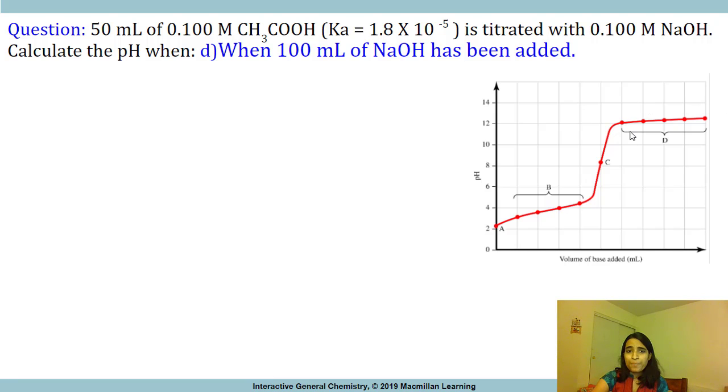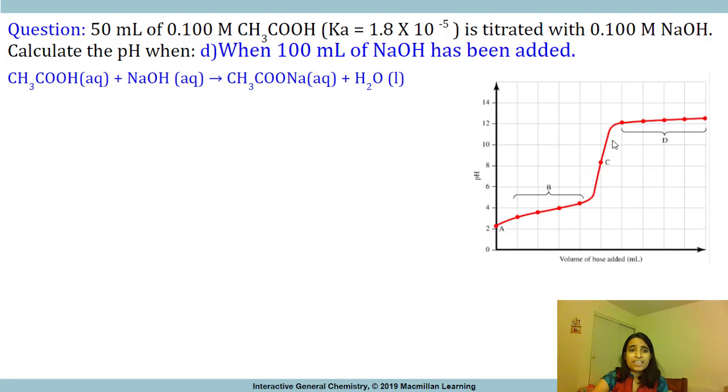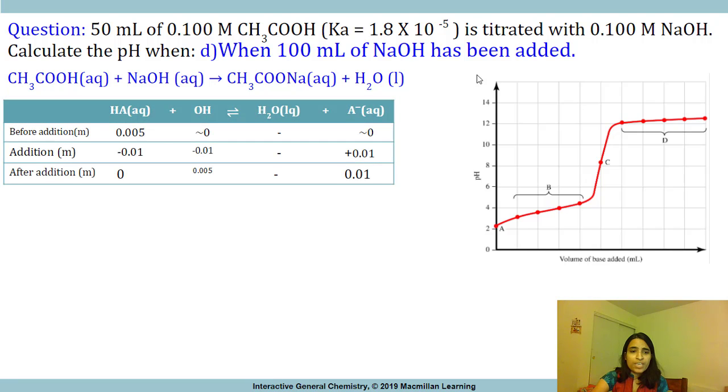So what is happening when you are adding 100 milliliters of NaOH? We already know that at this point, all the acid was neutralized by the base. So we no longer have any acid left. So at this point, we should just have excess of base. Okay? So let's go ahead and write the acid-base equation, and let's write what we have so far.